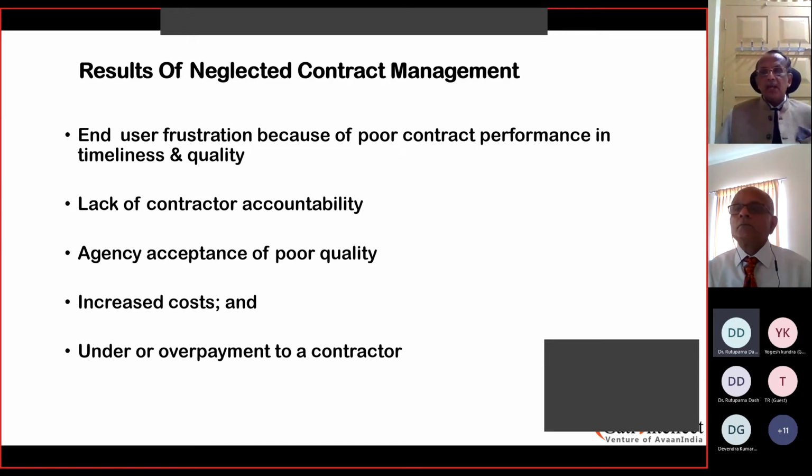Increased cost, this is a normal thing. Under and overpayment to a contractor. Now we saw yesterday the types of contracts. When it's a fixed term contract, requested by the buyer and given by the supplier, this is where these things can happen. The cost of operation has gone up. For example, in the construction field, the cost of cement and the cost of rebars have gone up, but they are still stuck with the contract because it's a fixed term contract.